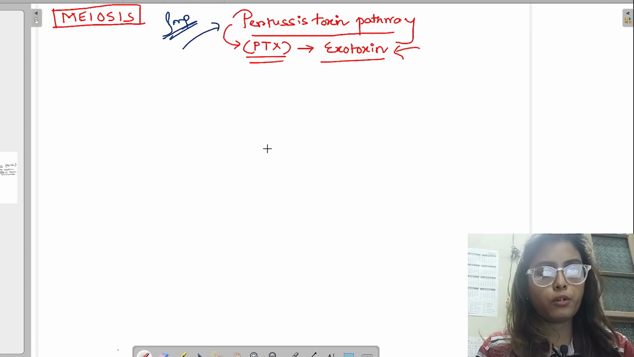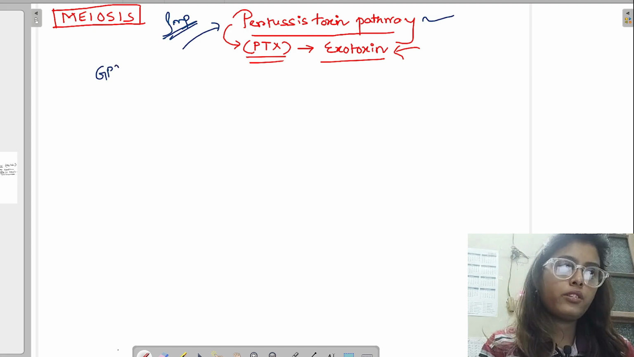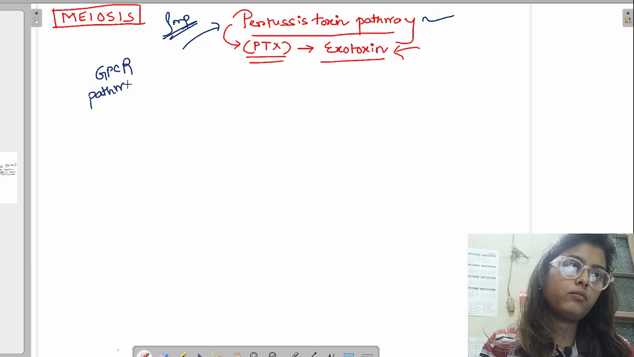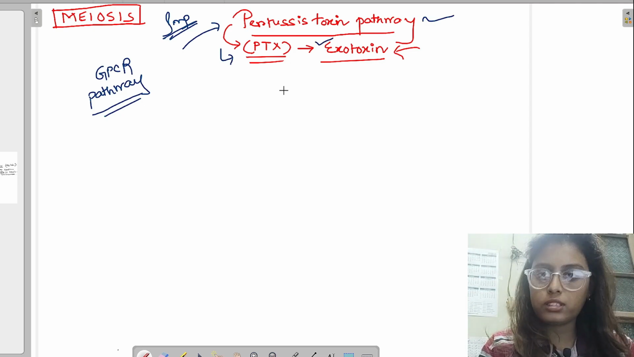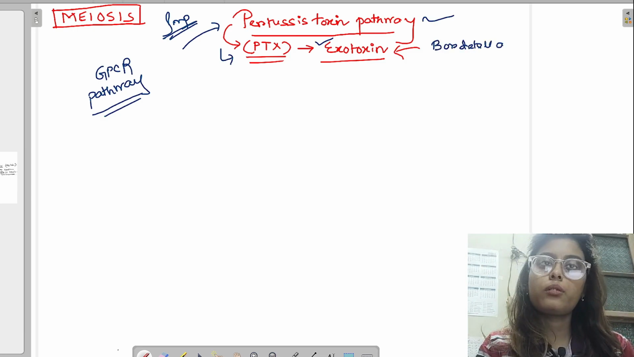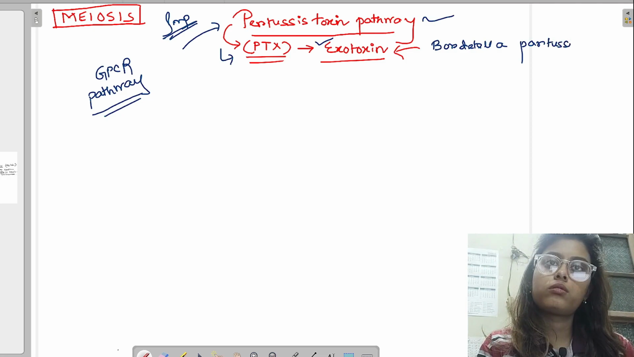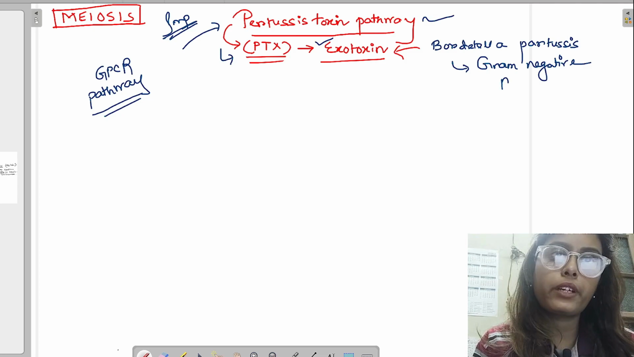Today I am going to discuss the Pertussis Toxin Pathway, which is basically an extension of the GPCR pathway, right? Pertussis toxin is abbreviated as PTX, so we can call it PTX. It is an exotoxin secreted by the gram-negative bacteria termed Bordetella pertussis.